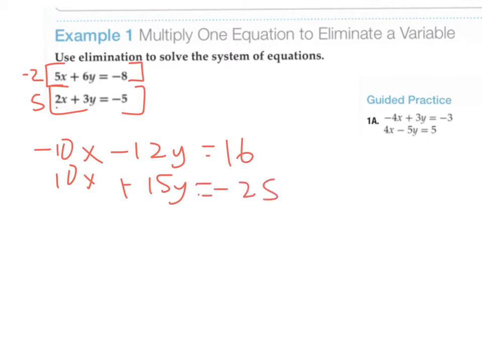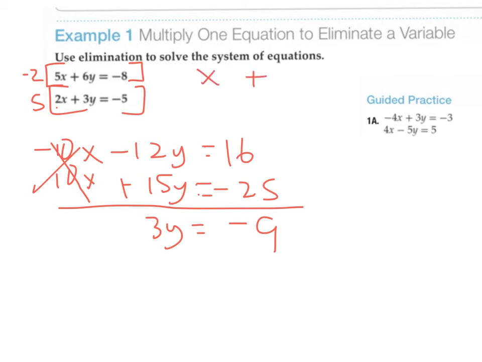Once I do my multiplication, I always add. These will always cancel. So this is 3y equals a negative 9. And then I divide. So it's always multiply, add, divide. In that order, always. Divide by 3, divide by 3, y equals a negative 3.